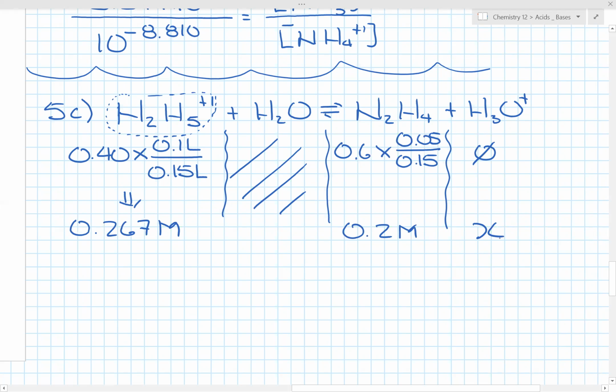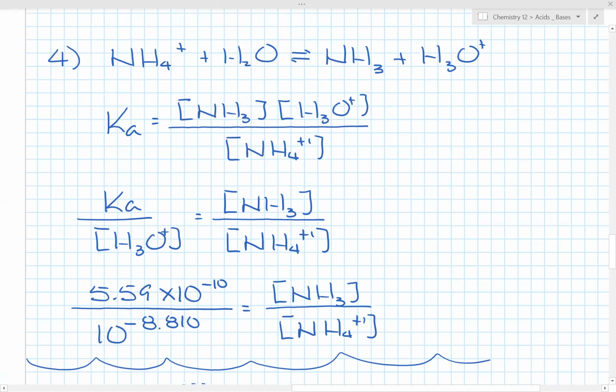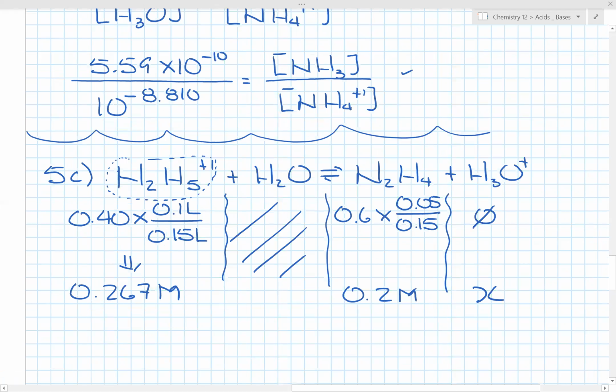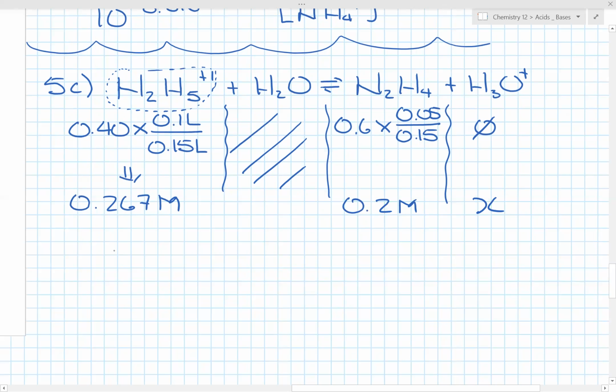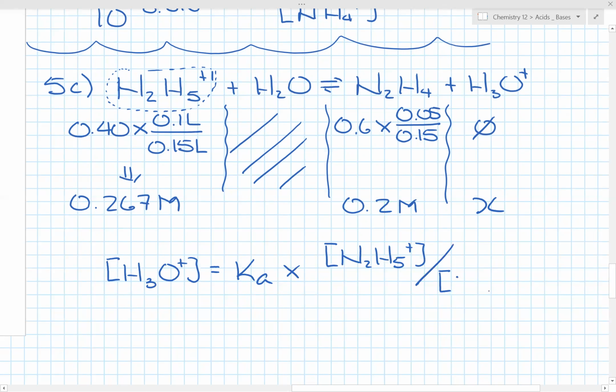Now, what you could do is set it up and do the standard approach, like what we've done up here for question number 4: set up the equation and then fill in the numbers. But the other thing is, remember, you could also use the Henderson-Hasselbalch equation or the rearranged equation. So H3O plus is equal to Ka times the concentration of N2H5 plus 1 all over the concentration of N2H4.